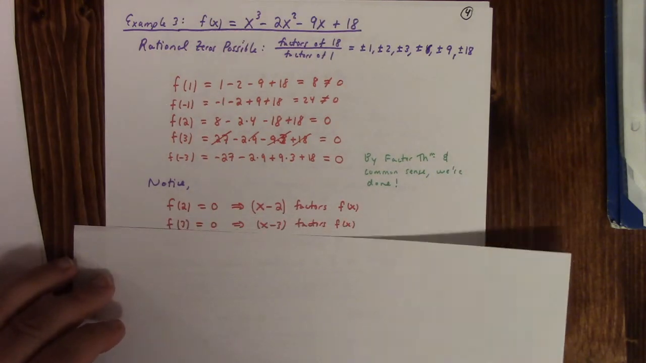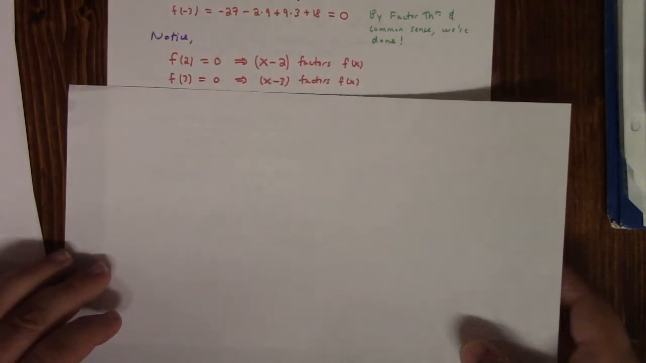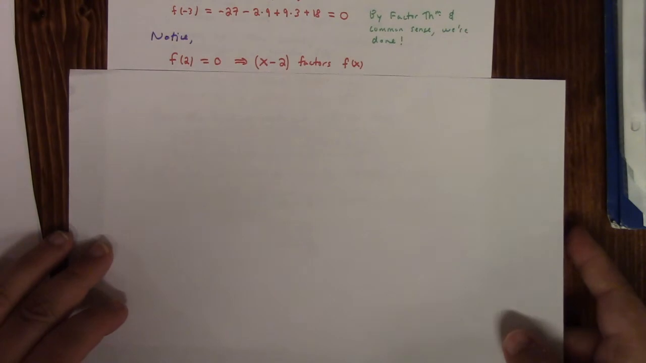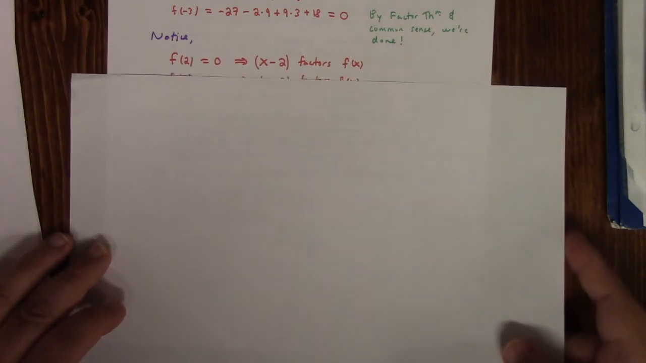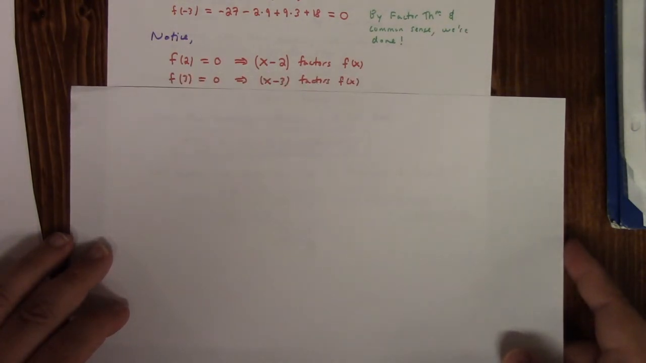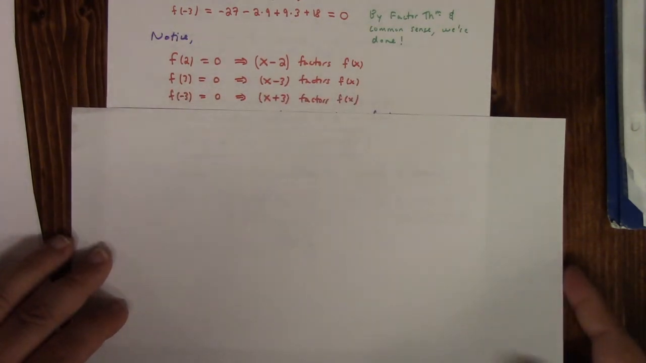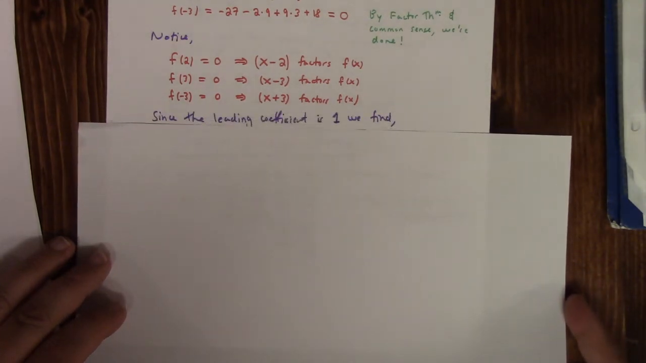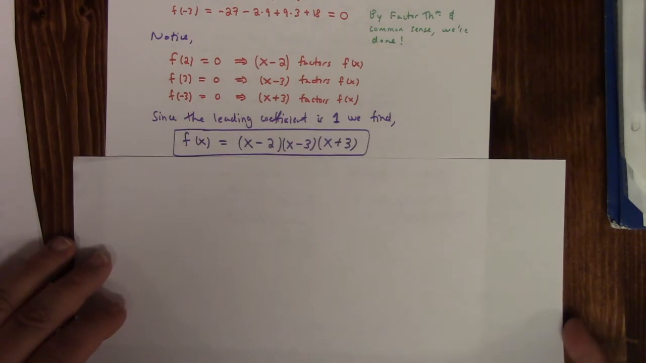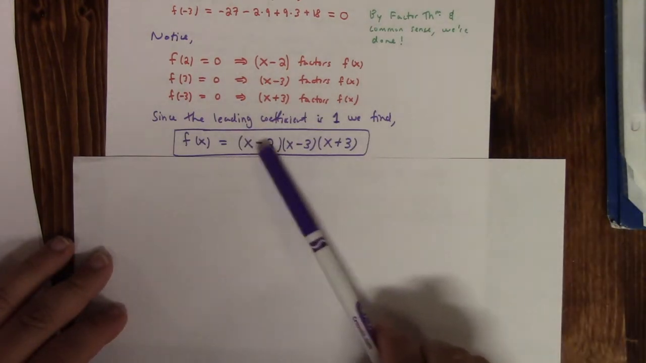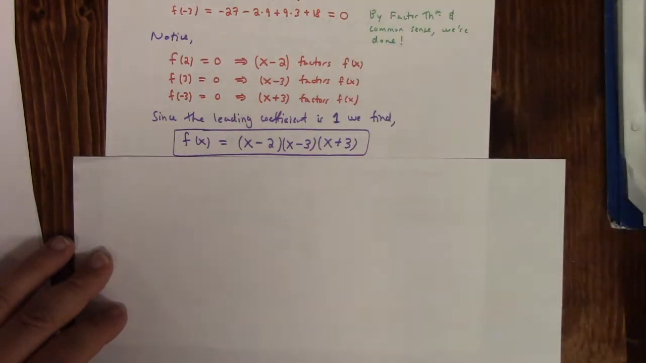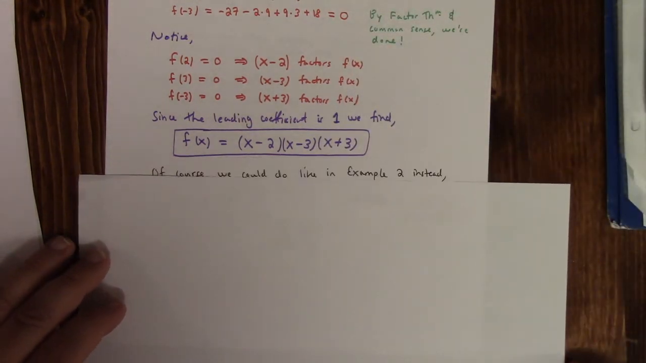Because, well, put it together, right? Put the pieces together here. f of 2 being 0 means x minus 2 is a factor of f of x. f of 3 being 0 means x minus 3 is a factor of f of x. f of minus 3 being 0 means that x plus 3 is a factor of f of x. And so with the leading coefficient of 1, it has to be the product of these guys. Now, you can try it, multiply these out, and see if you don't get back to the original polynomial. But there it is.